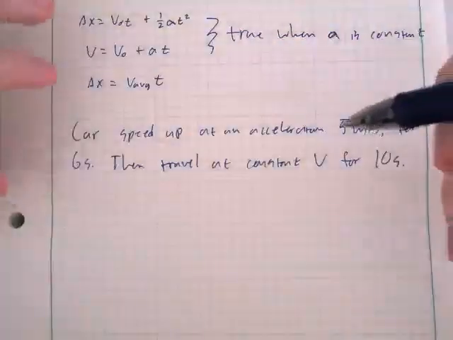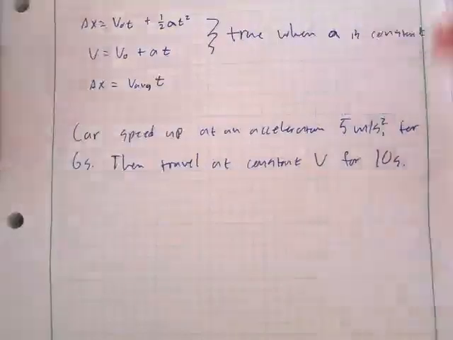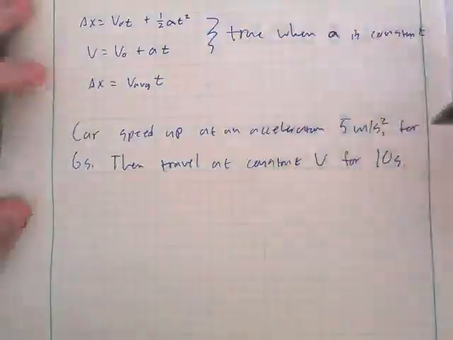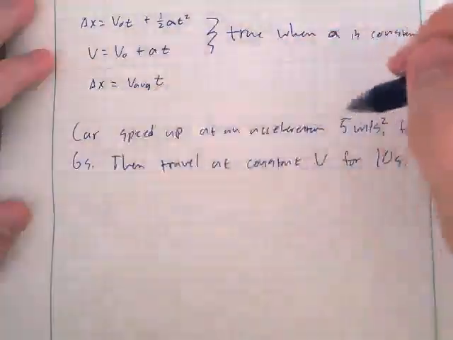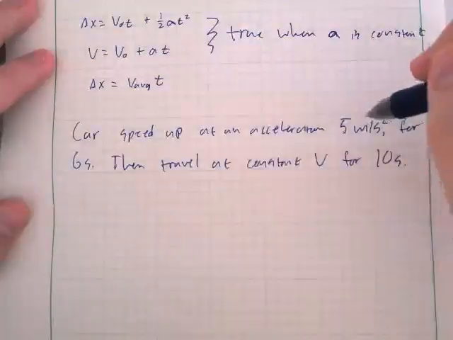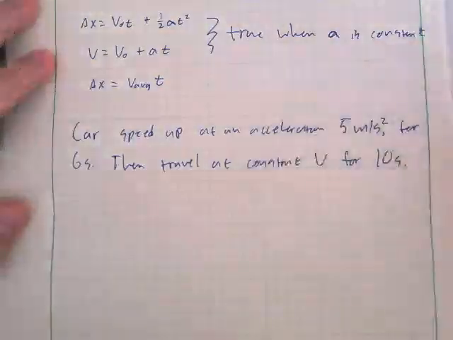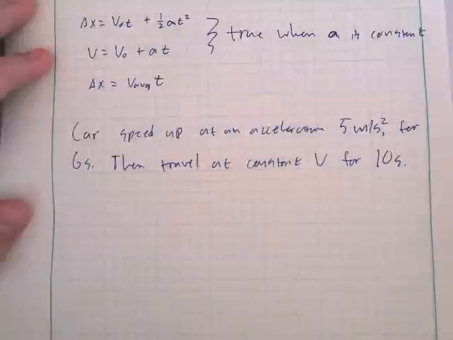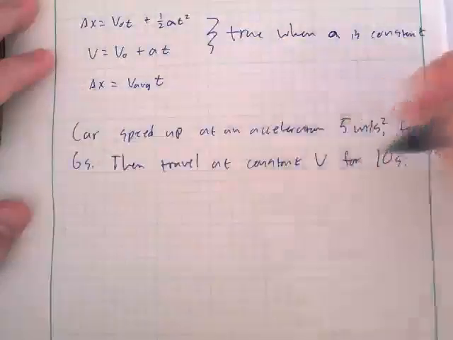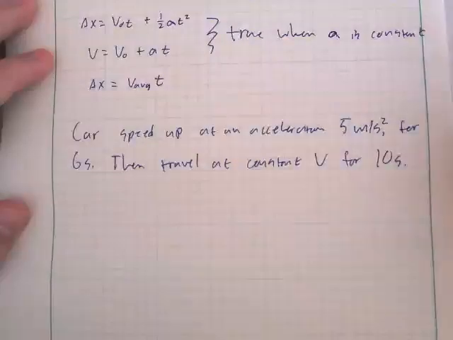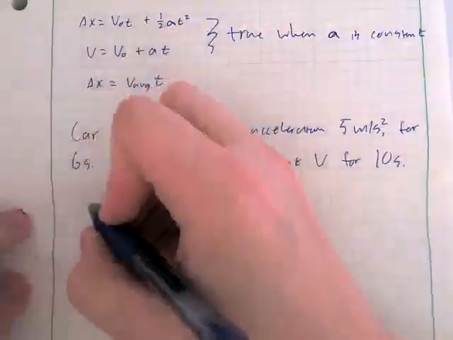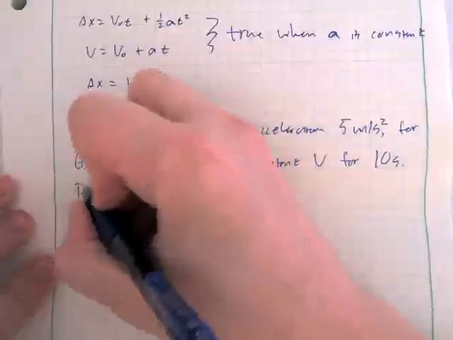So again, that might be throwing you off. Okay, I said acceleration has to be constant. I'm changing up the acceleration on you. It's okay. I'll show you how this works here in a second. So the car speeds up with an acceleration of 5 meters per second squared for 6 seconds. Again, it started at a speed of 0. It was sitting still at the stoplight. Then it's going to travel at a constant velocity for 10 seconds. And then after that, it's going to hit the brakes.